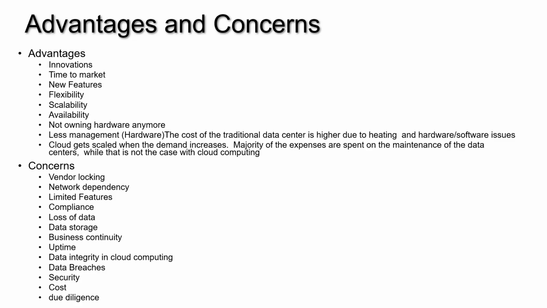Lock-in, network dependency, limited features, compliance. When I say limited features, it is because the features supported by GCP may not be available on Azure, and again the same thing may not be available on AWS. So you may need to go with a multi-cloud or hybrid cloud approach, right?